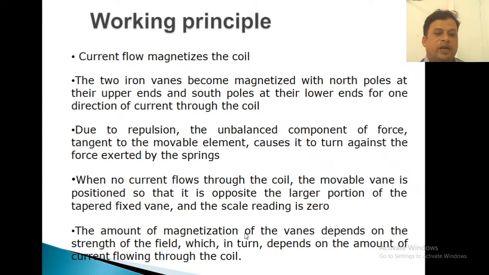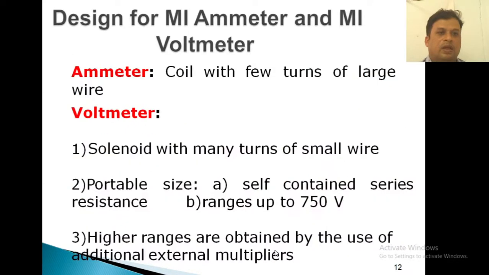The amount of magnetization of the vane depends on the strength of the field, which in turn depends on the amount of current flowing through the coil. So it all depends upon the intensity of current flowing and the intensity of magnetization, how much deflection it is showing. So, design of MI ammeter and MI voltmeter.